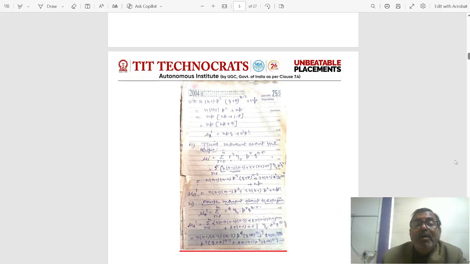Here we get the value after simplification: np brackets np plus p minus p, np bracket np plus q, that is because 1 minus p equal to q. So that is mu 2 dash, we get the required solution npq plus n square p square.